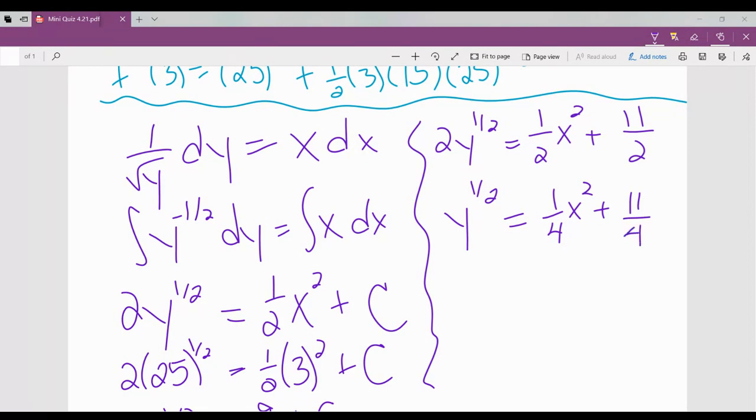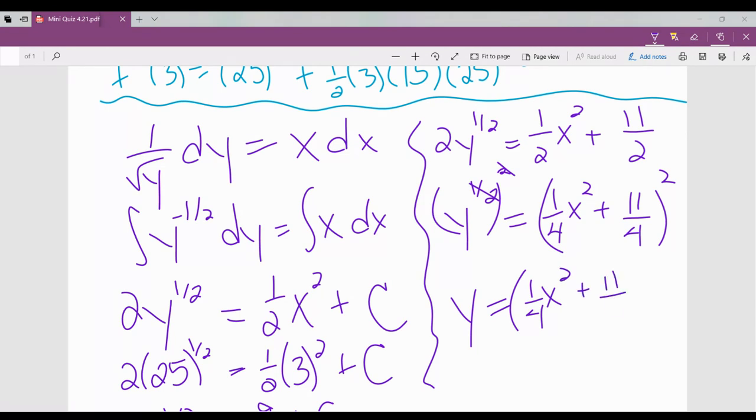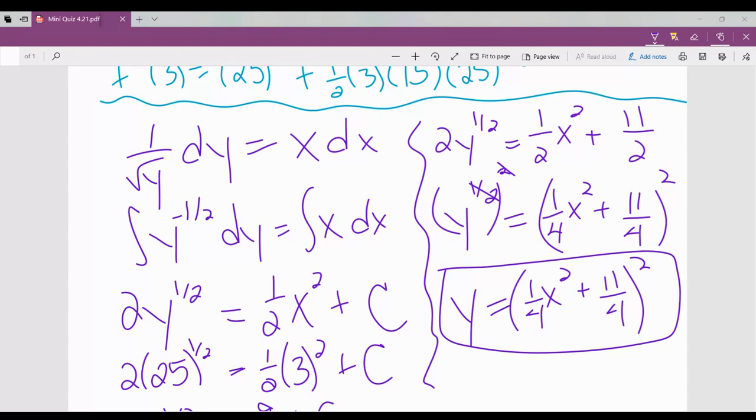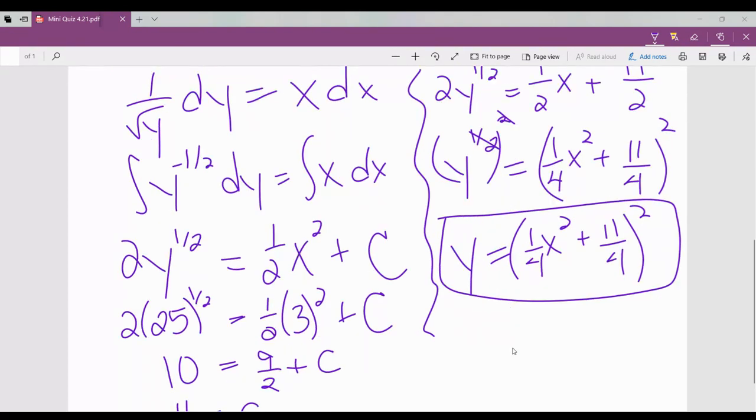And then this is saying the square root of y. So the way that we get rid of the square root is by squaring both sides. So the square root and squared cancel. Y equals 1/4 x squared plus 11 over 4, all squared. Final solution. All right, so that's my particular solution to the differential equation.